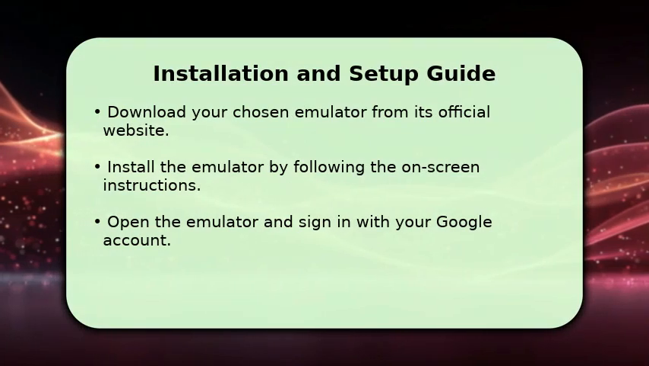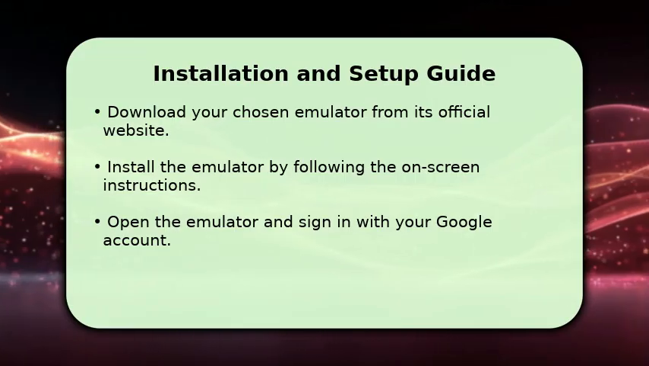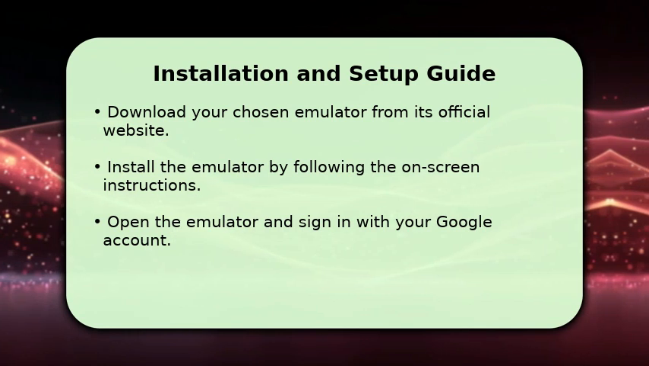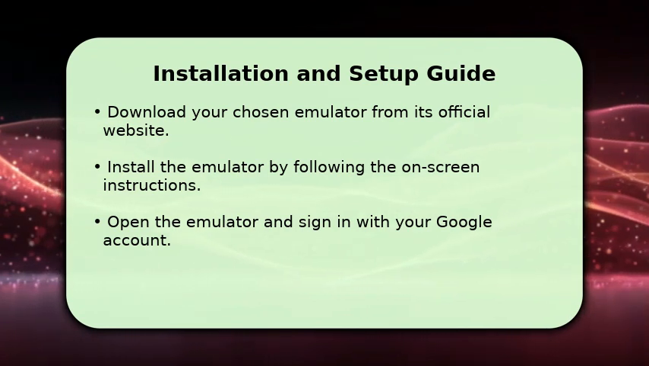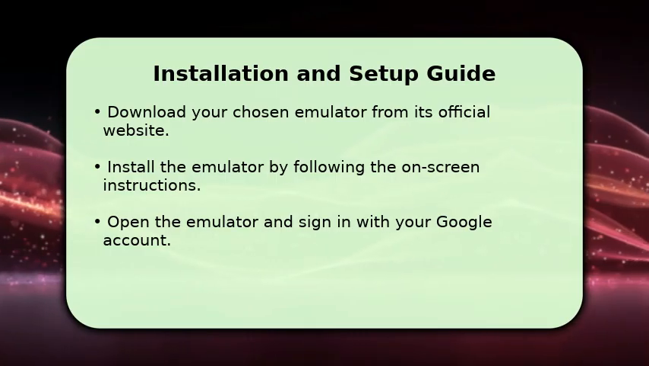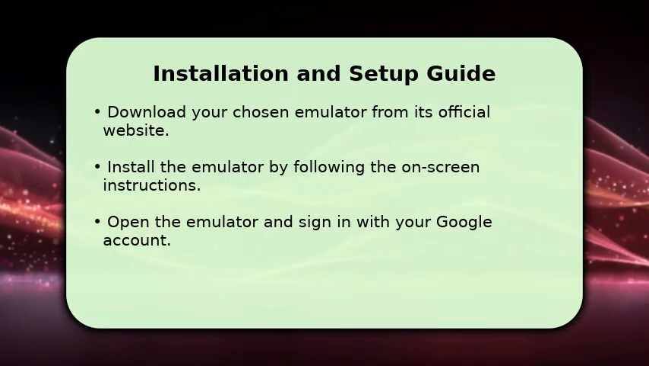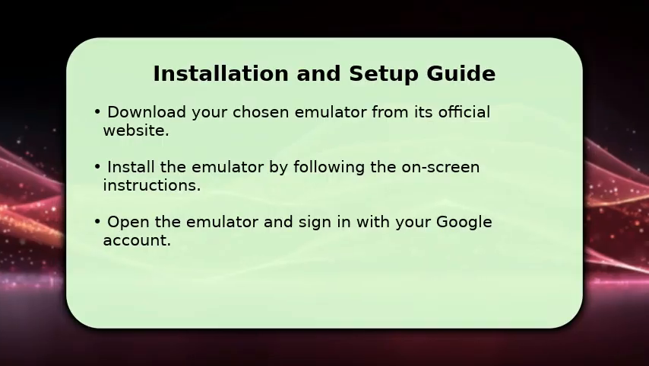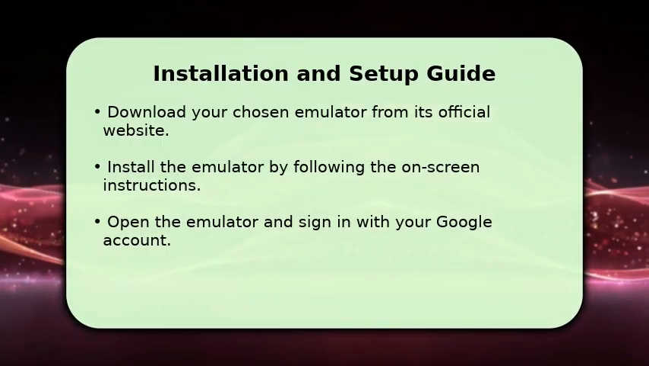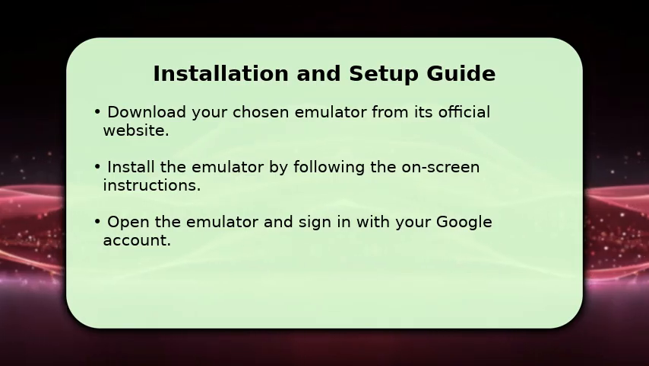To install, first download your preferred emulator from its official website. Once downloaded, run the installer and follow the simple on-screen prompts to complete the installation. After the emulator is installed, open it and sign in using your Google account, just as you would on a new Android phone. Then, navigate to the built-in App Store, search for Dragon City, and install the game.